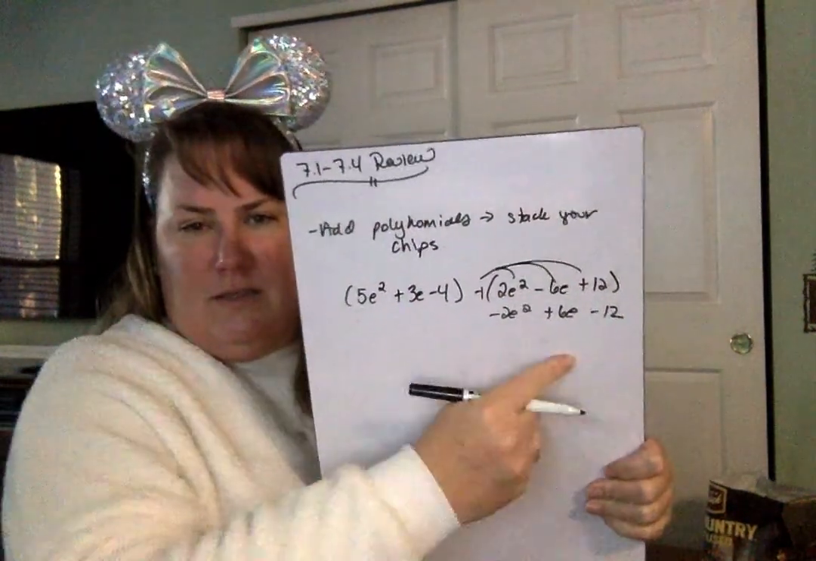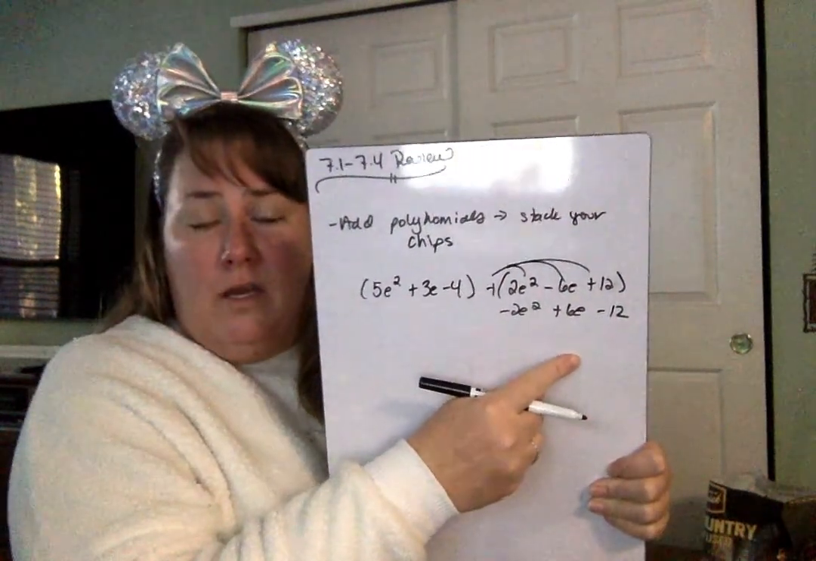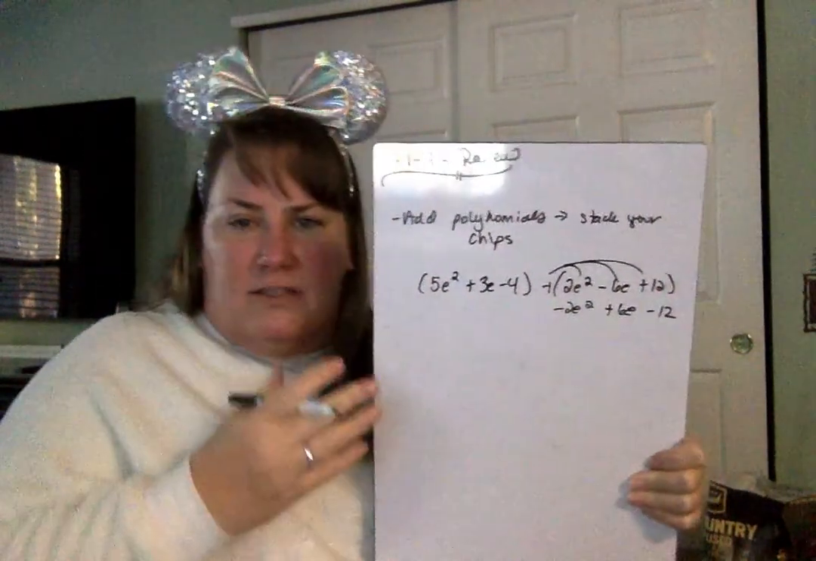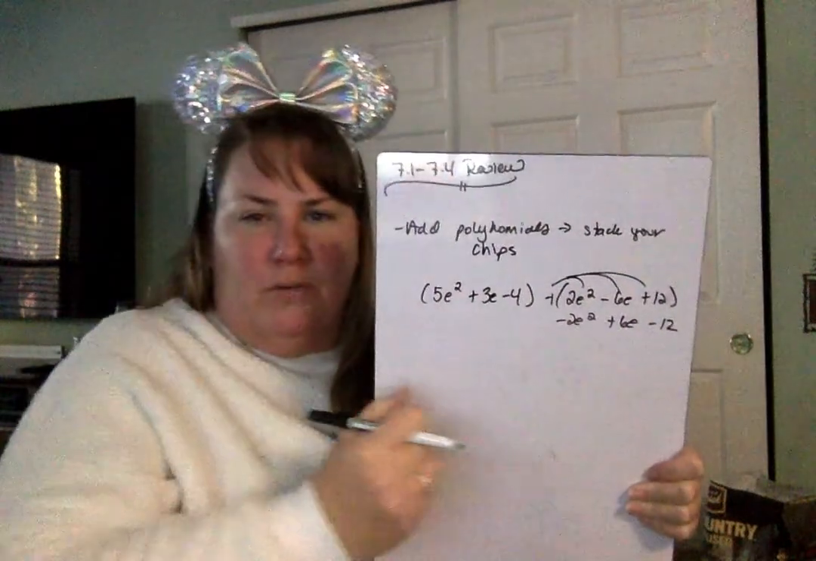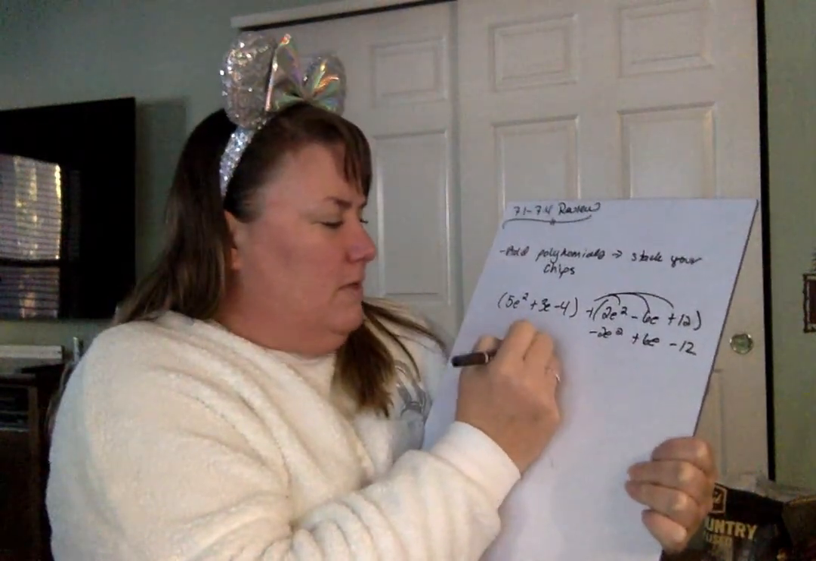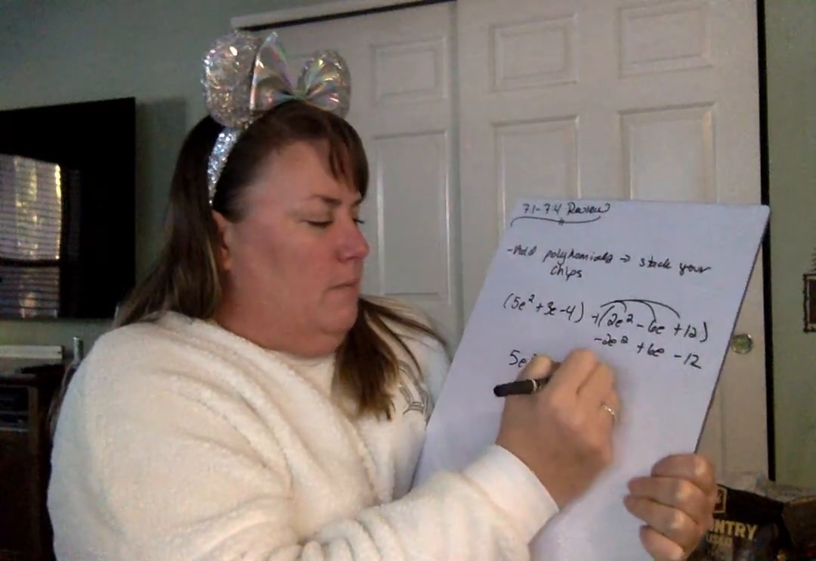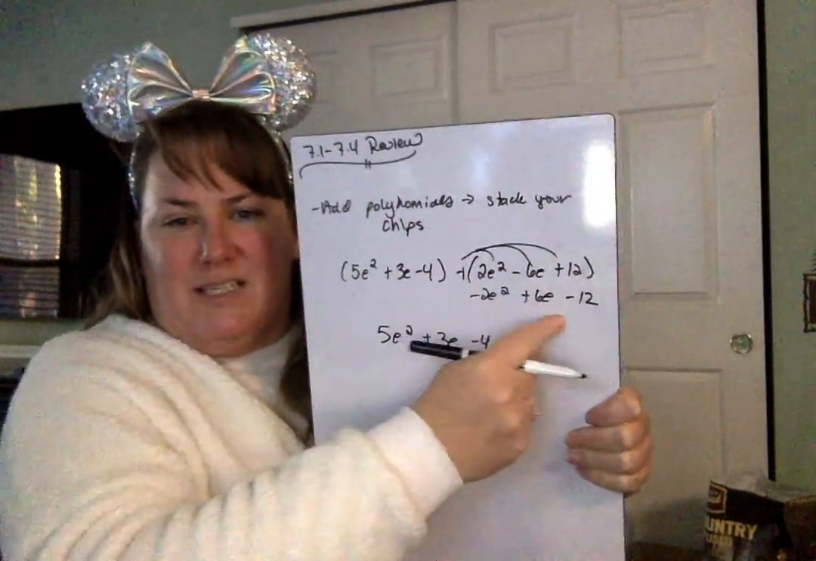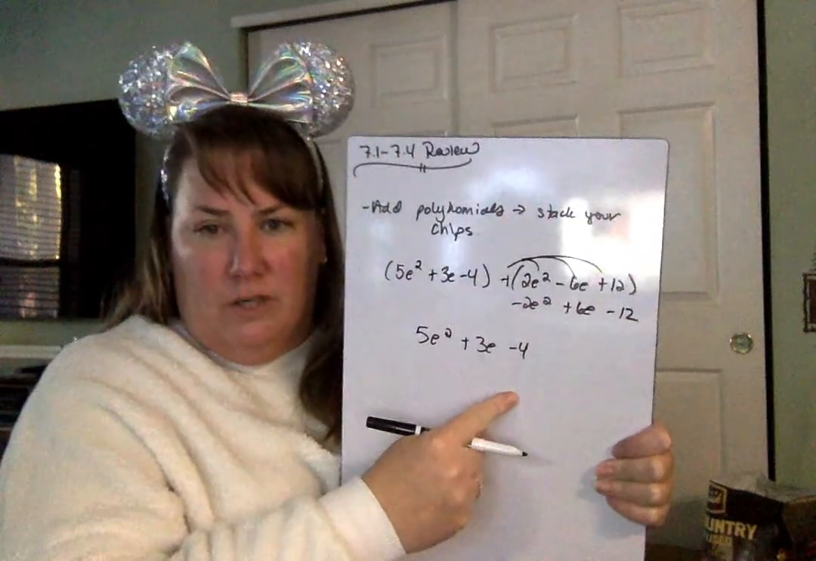So I'm going to stack this, and I'm just going to put that underneath it. Now remember, when I stack, I'm not necessarily adding or subtracting that polynomial. I'm just looking to the left for my signs. So 5e squared plus 3e minus 4. And now I'm just going to stack these under its like term.